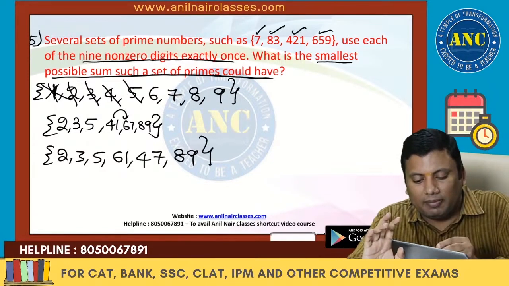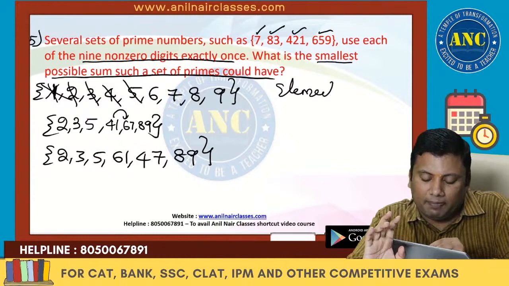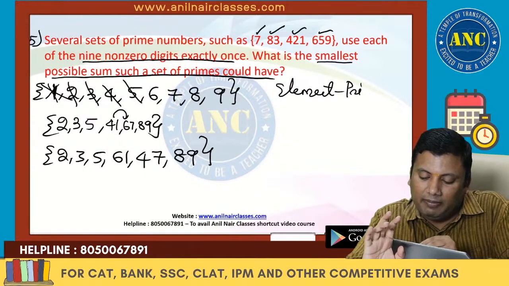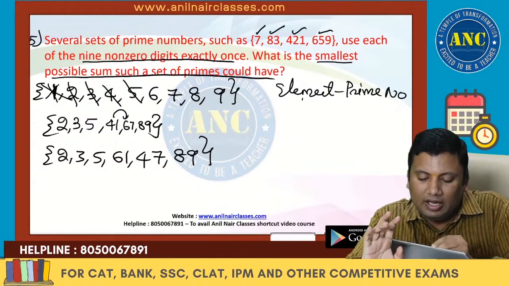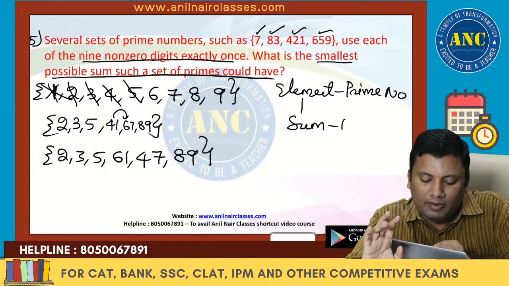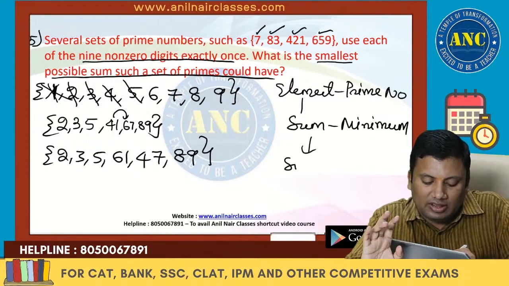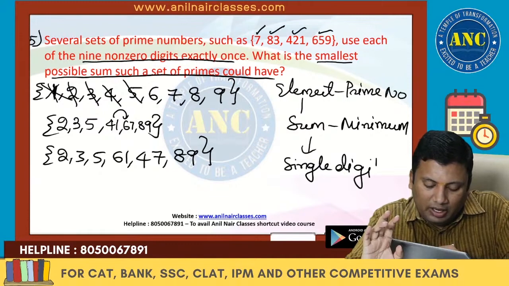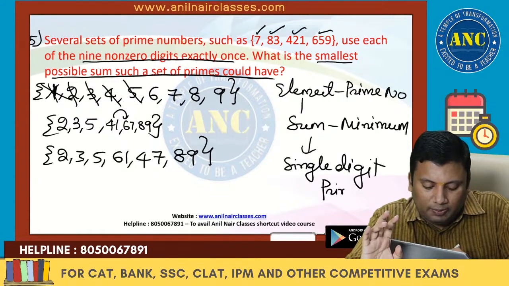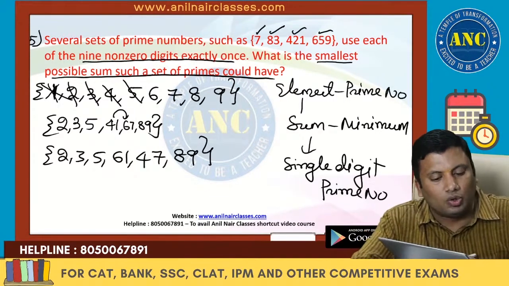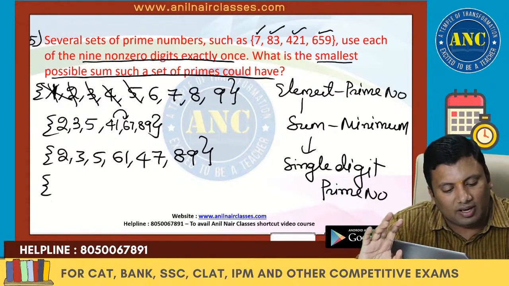Sir, because I am taking every element in the set as a prime number, and the sum should be minimum, it should start with single digit prime numbers. So in single digit prime numbers, we have taken 2, 3, 5. Let us take 7 also. So we will remove 5 and keep 7.